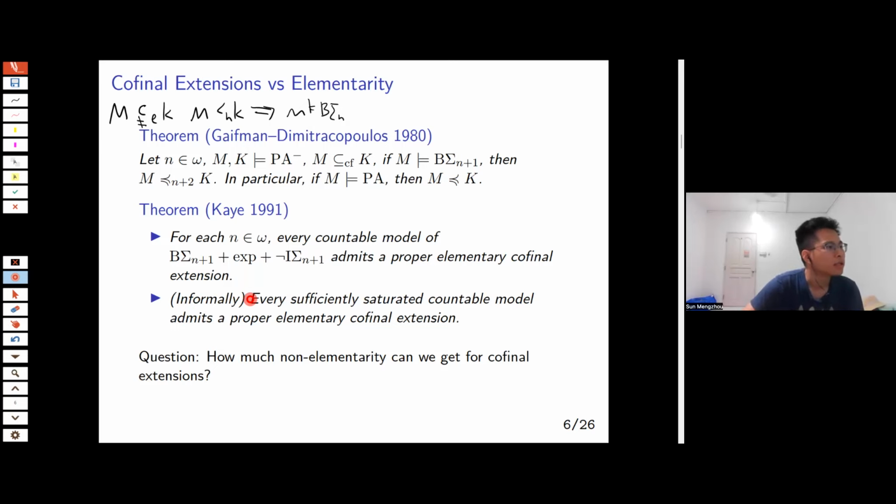And the second one is a bit informal. It says that every sufficiently saturated countable model always admits a proper elementary cofinal extension. So no matter what theory you satisfy, no matter whether you are an I model or a B model, as long as you are sufficiently saturated, you always get a cofinal extension. So having a proper elementary cofinal extension does not give us extra information about the theory it satisfies.